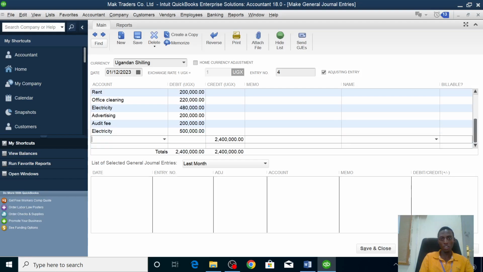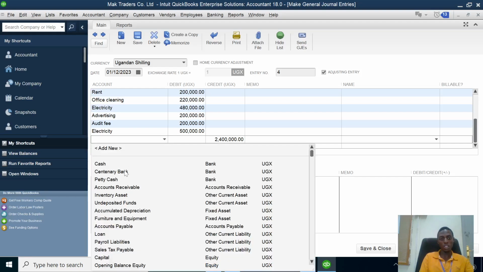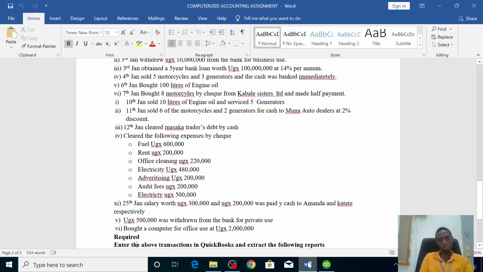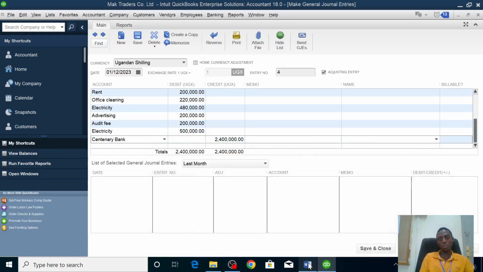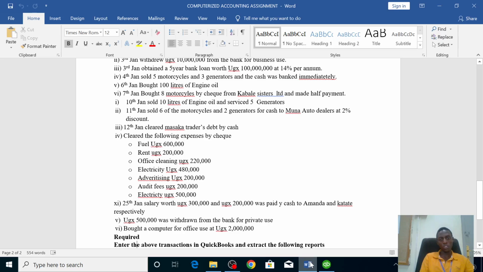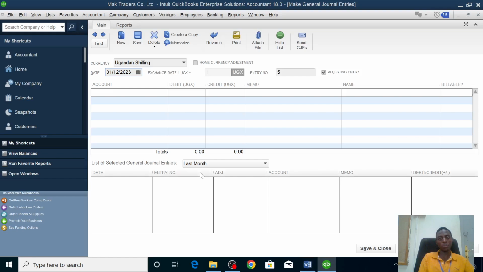Then finally, I'm to credit my total expense with a check from Centenary Bank. Then I can see my next transaction. Salaries that are paid, I have to also do them from journal, so I can say save and new. On the 25th, salary of 300,000 and 200,000 was paid by cash, to Amanda and Katate respectively.